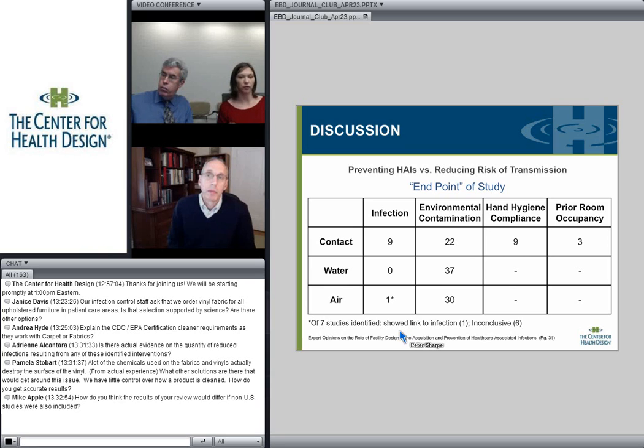It's really difficult to set up a nice control trial that way, to say that we're going to put a certain intervention in this unit or this hospital, and we're not going to change anything over here, and everything else is going to stay exactly the same for the entire duration that we're testing out this intervention. So it's really difficult to make that clear connection from intervention to reduced infection.